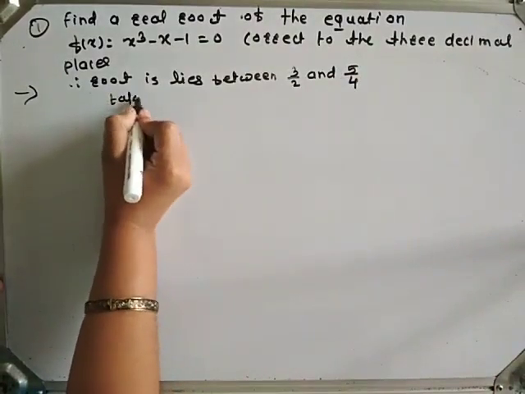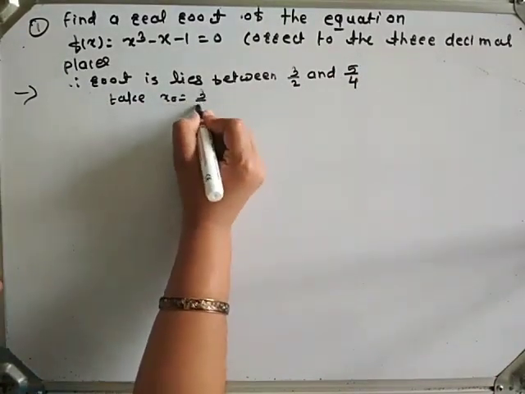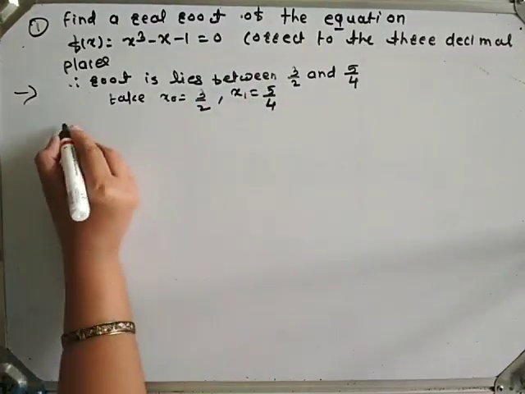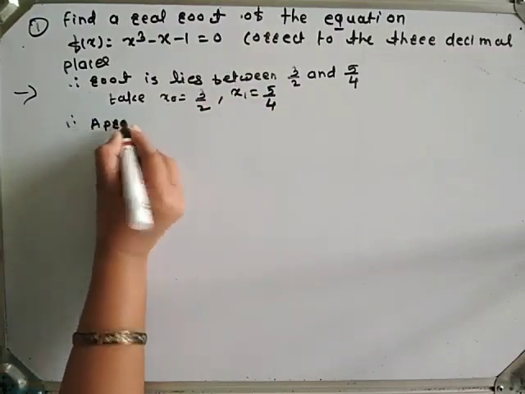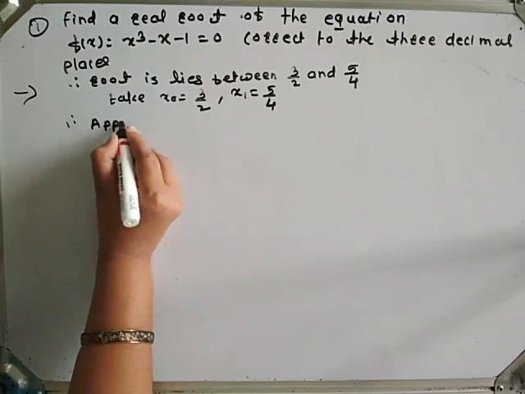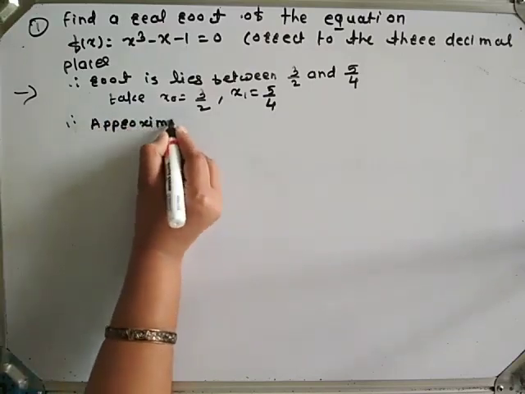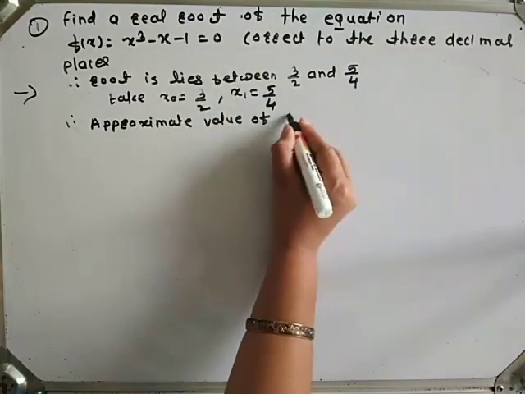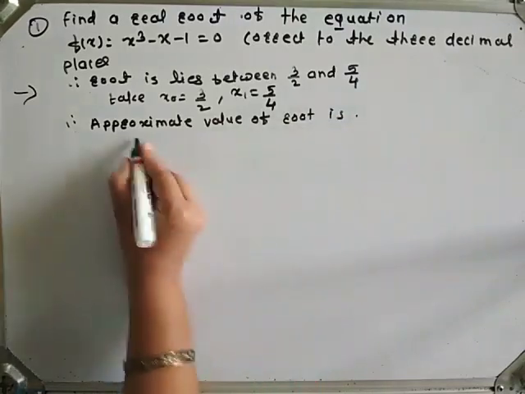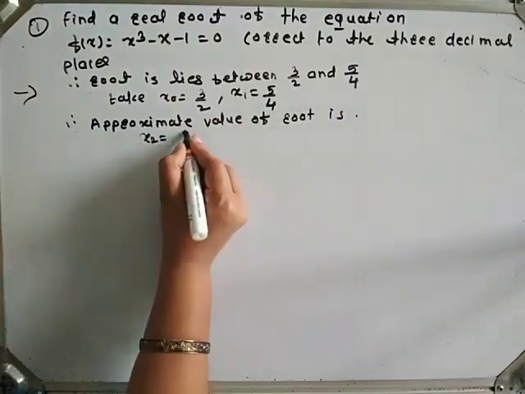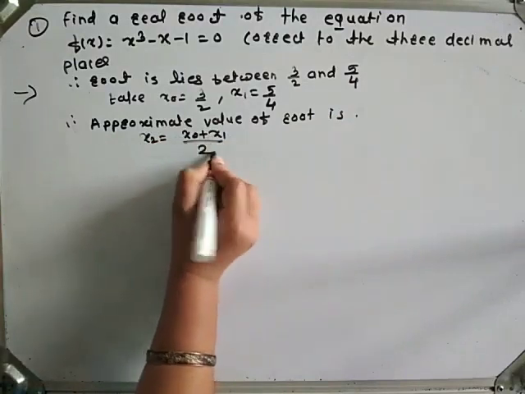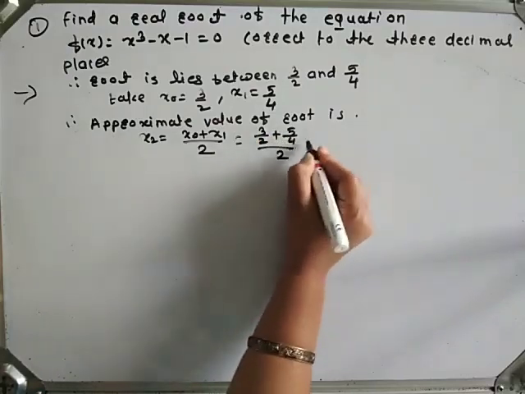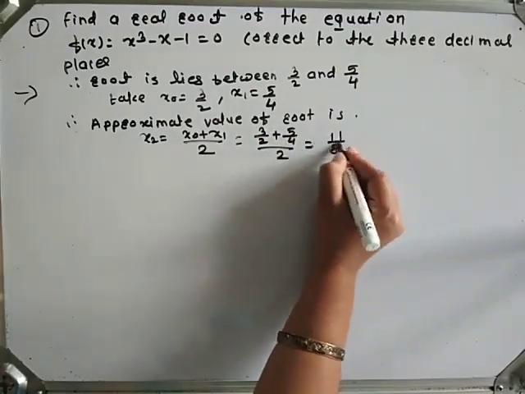Take x0 is equal to 3/2 and x1 is equal to 5/4. Therefore the approximate value of the root is x2, which is equal to (x0 plus x1) upon 2, which is equal to (3/2 plus 5/4) upon 2. After solving this we get 11/8.